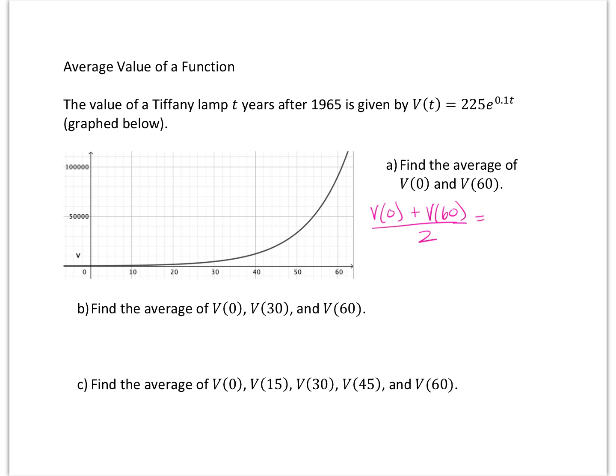You add the two numbers together and divide by 2. So this is going to be v of 0, which is $225. If you put in a 0 for t, you get 225 e to the 0, which is 225. And then if you put in a 60 for t, you get 225 e to the 6th. And we're going to divide that by 2, and we get approximately $45,498.